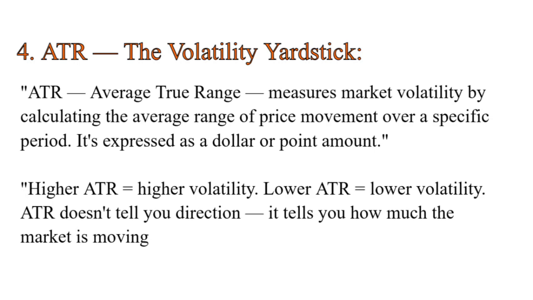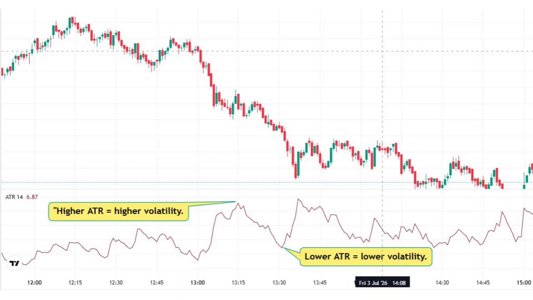4. ATR, the volatility yardstick. ATR, Average True Range, measures market volatility by calculating the average range of price movement over a specific period. It's expressed as a dollar or point amount. Higher ATR equals higher volatility. Lower ATR equals lower volatility. ATR doesn't tell you direction, it tells you how much the market is moving.